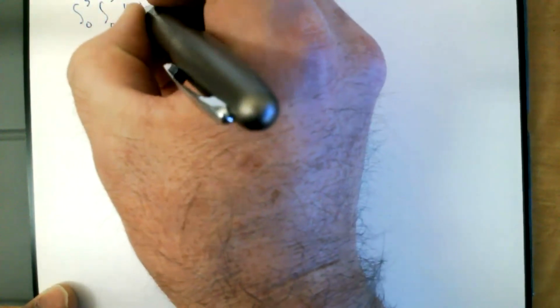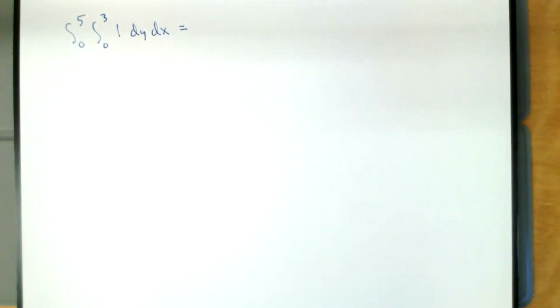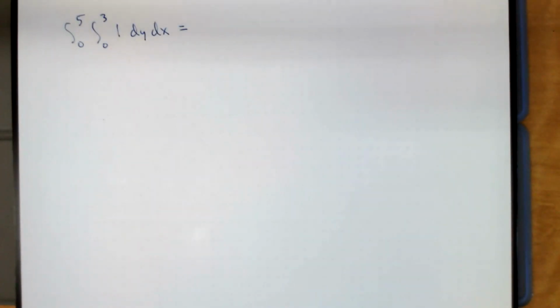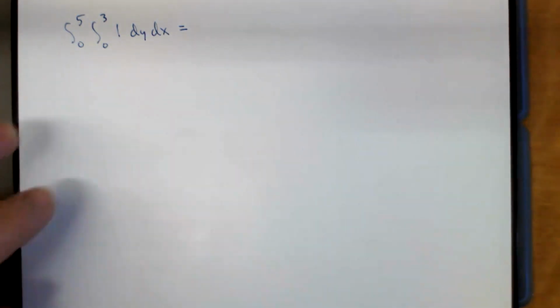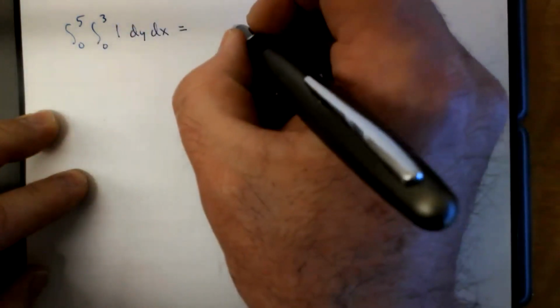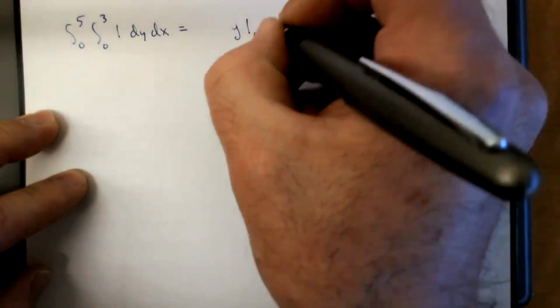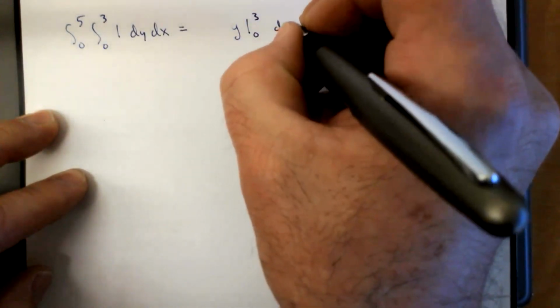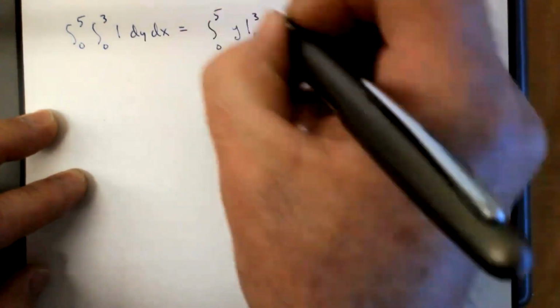Anyway, let's integrate. So we had the integral from 0 to 5, and then the integral from 0 to 3 of 1 dy dx. Because we also have to be able to calculate these integrals. Now, the first integral that we run into, we're going to integrate 1 dy and then evaluate from 0 to 3. So the integral of 1 dy is y, and then we're going to evaluate from 0 to 3. We still have to integrate from 0 to 5 dx.